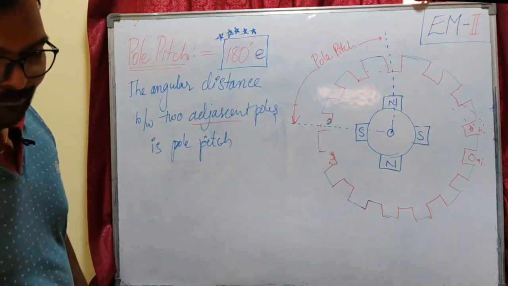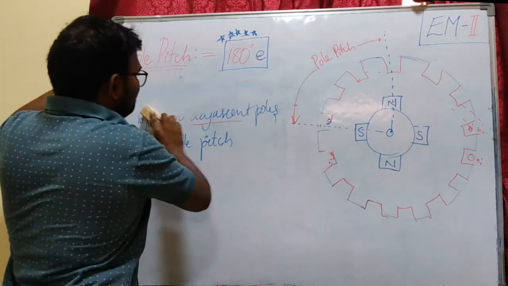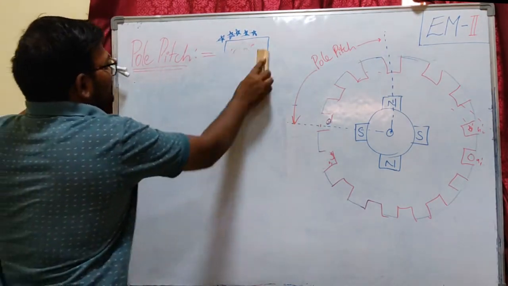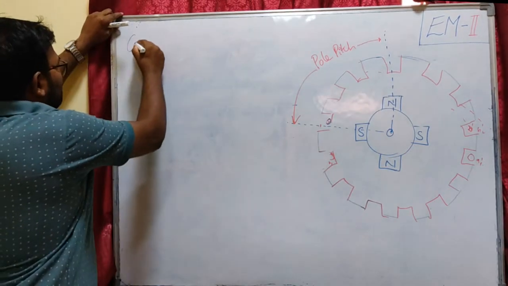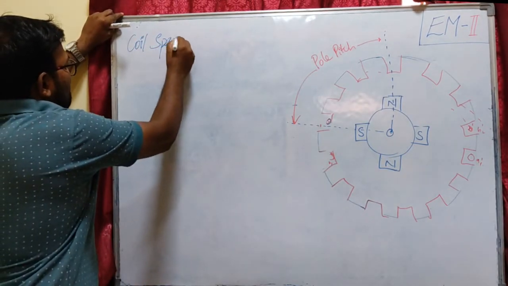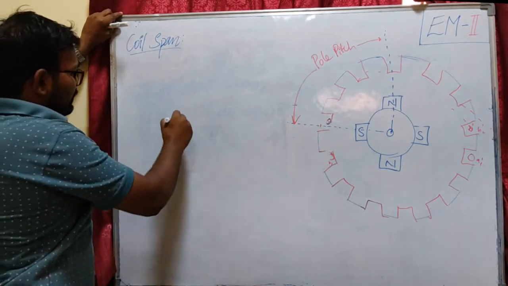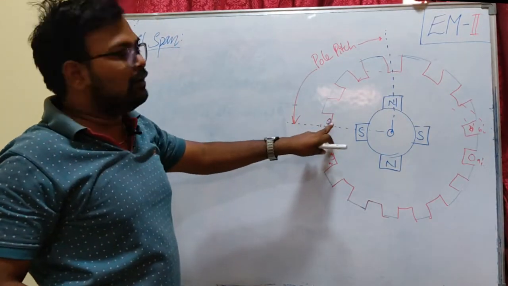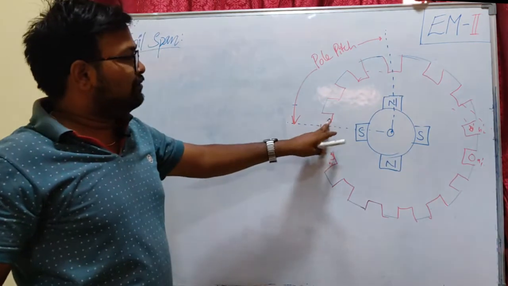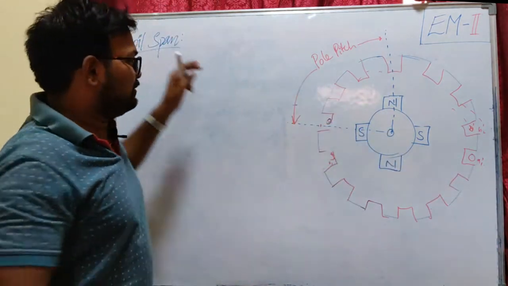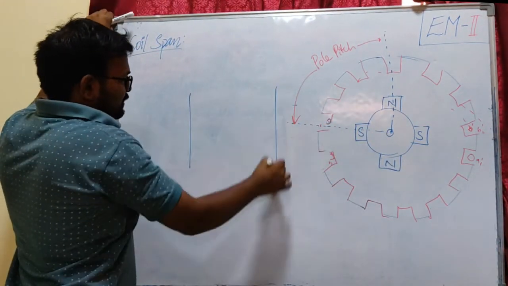Okay, what is coil span? I have already told you. So this is one coil side, the other coil side is this one. The distance between two coil sides is called coil span. That's it. So this is one coil side, this is another coil side.